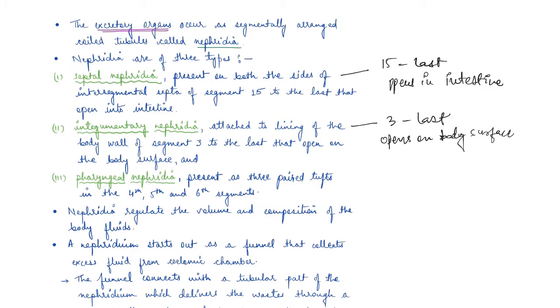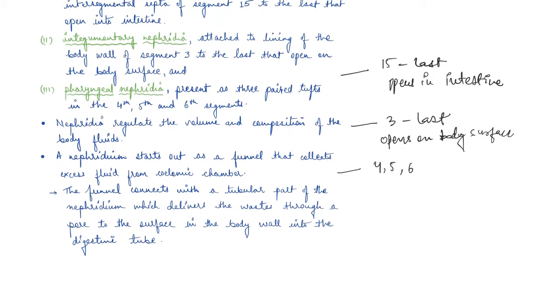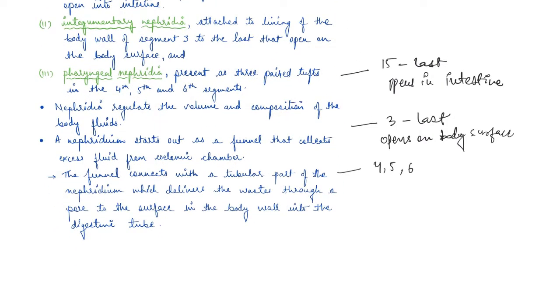Open on body surface. Third is pharyngeal. So basically they are present on three pairs of tufts, in the fourth, fifth and sixth segments. These are present basically in the pharynx region. They are pharyngeal nephridia. Now, why is nephridia important? Because nephridia regulate the volume and composition of the body fluids. It regulates the volume as well as the composition of the body fluid.